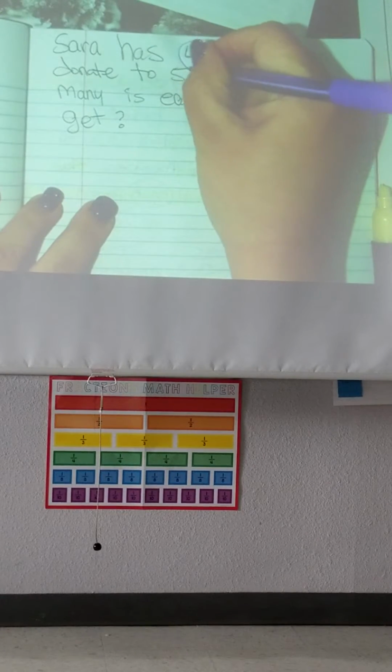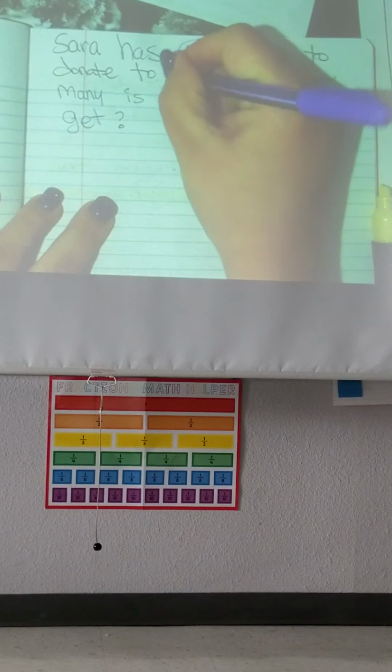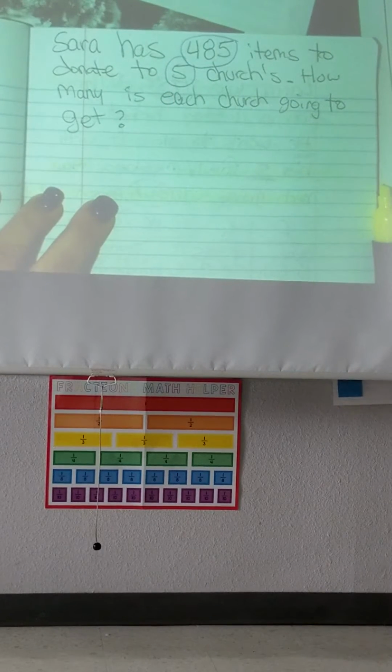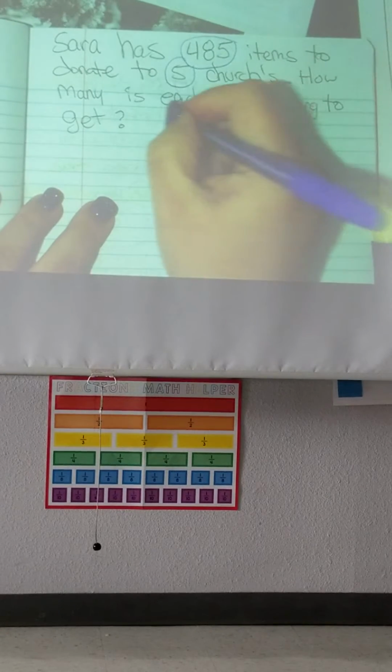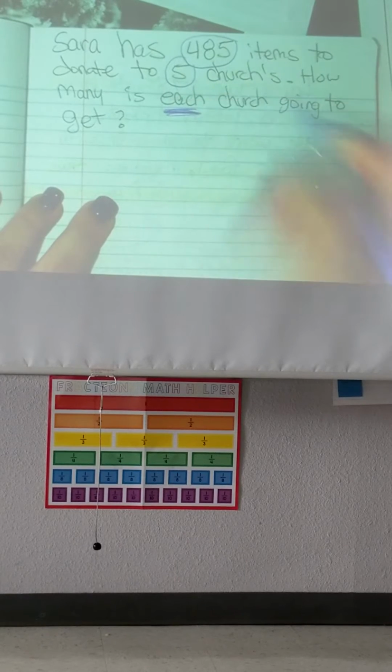Numbers. So you should have circled 485 and 5. Important information. Okay. We also have a key word. What is our key word there? Each. Perfect. Each tells us that every church is going to get something, okay? So Sarah has 485 items to donate to 5 churches. How many is each church going to get?